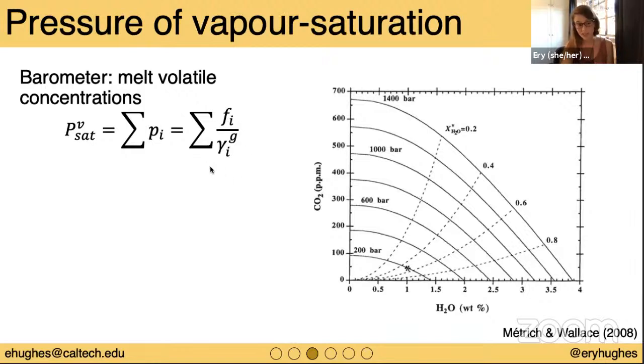And the way this works is you take a dissolved volatile content like water, you use one of those solubility relationships I showed earlier to calculate the fugacity of water in the gas phase. And then using the fugacity coefficient, we can calculate a partial pressure. And if we do this for the different volatiles in our glass, we can sum up all those partial pressure contributions and use that to calculate the total pressure of the system. And this will give us the pressure of vapor saturation. This obviously presumes that there is a vapor present, and if there wasn't a vapor present, then this will just be a minimum estimate for the pressure that that glass is recording.